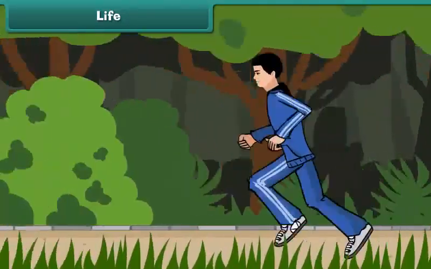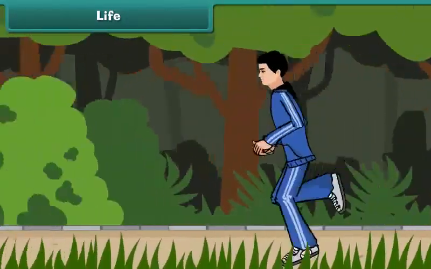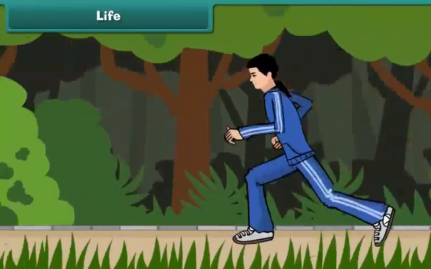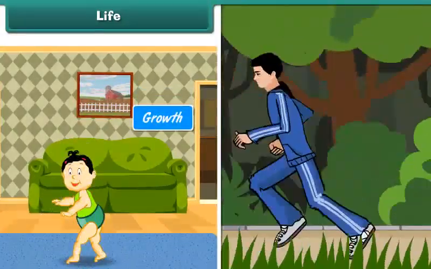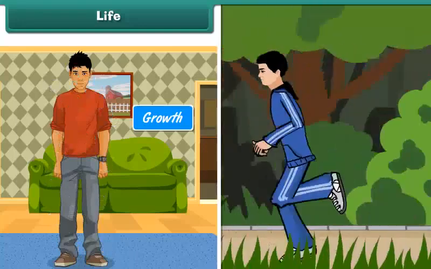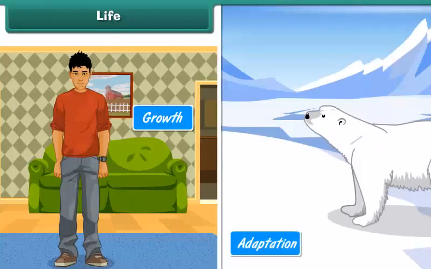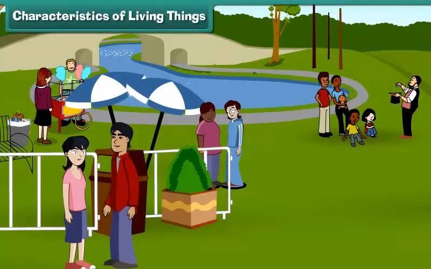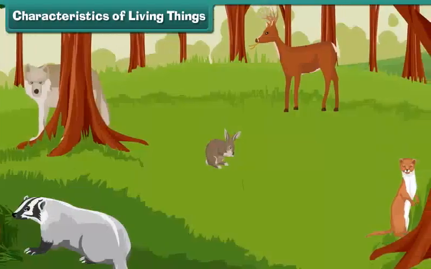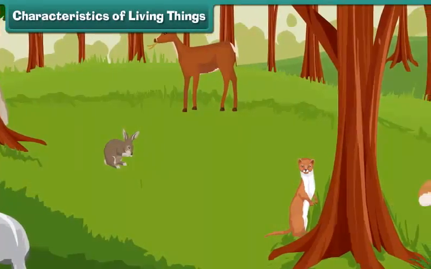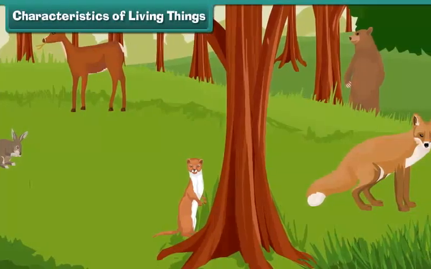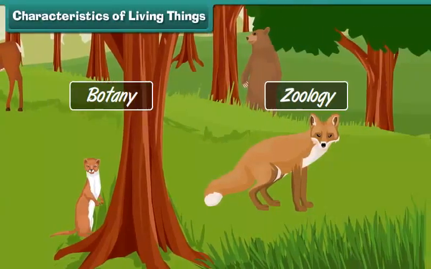Life. Life is unique, complex cellular organization of molecules expressing it through chemical reactions which lead to growth, development, responsiveness, adaptation and reproduction. Characteristics of living things. Things which depict growth, reproduction, ability to sense environment and mount a suitable response are called living things. Plants and animals both are living. Therefore, biology deals with the study of both plants, botany, and animals, zoology.